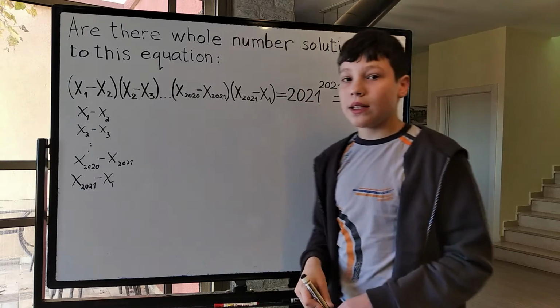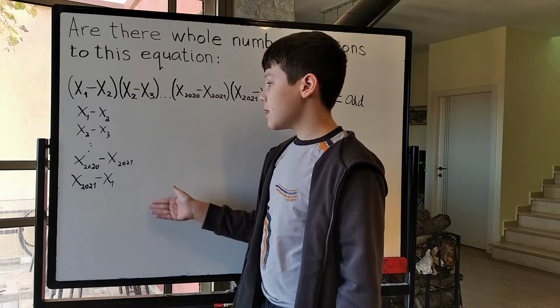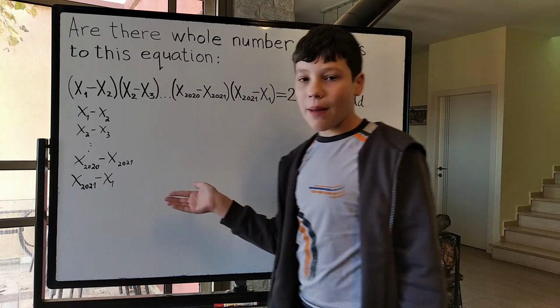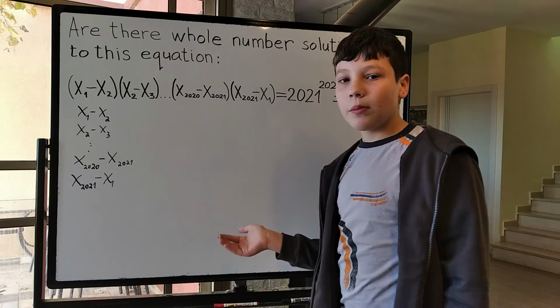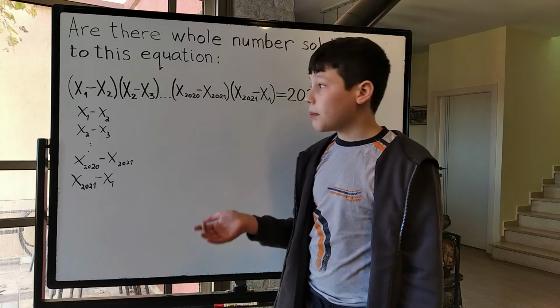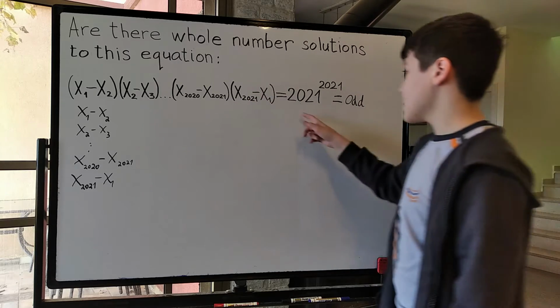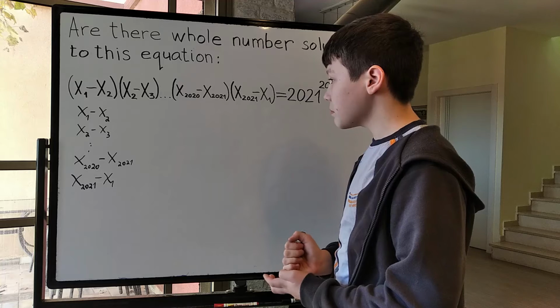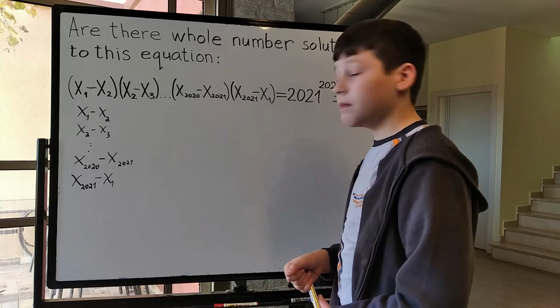So if we can somehow show that this can never happen, that all of these are odd, that'll mean at least one of them will have to be even, meaning that the product is even, and we have a contradiction because this number is actually odd. And this can be done pretty easily.